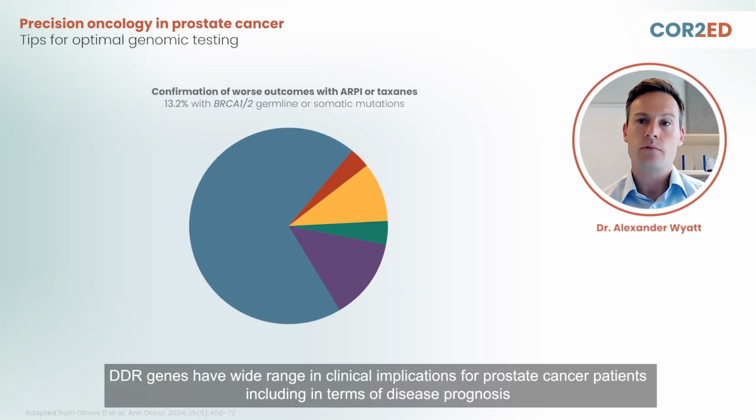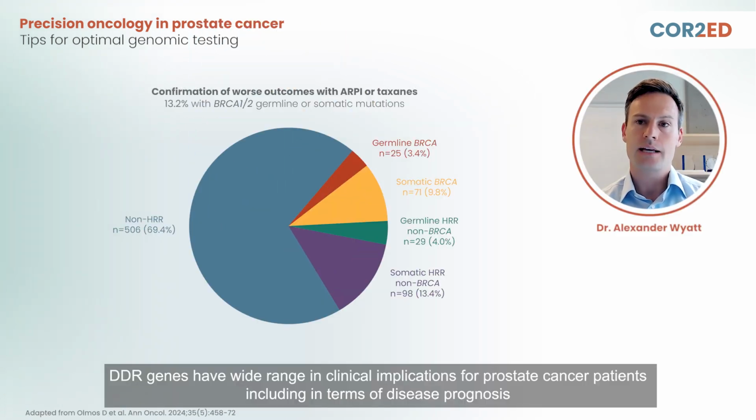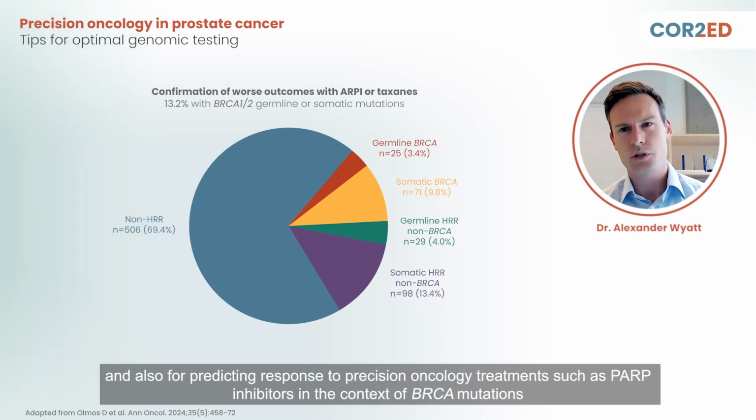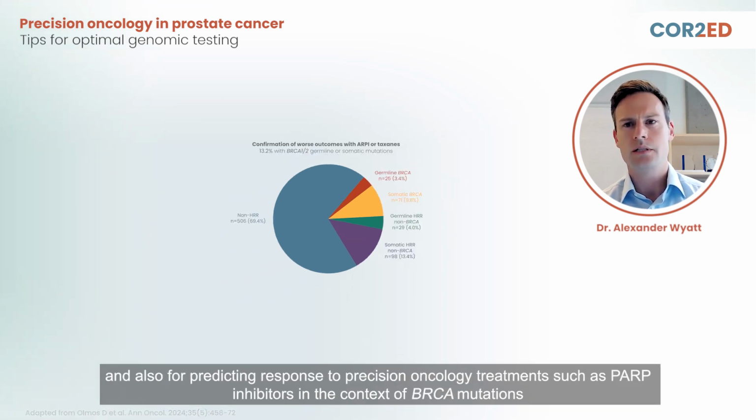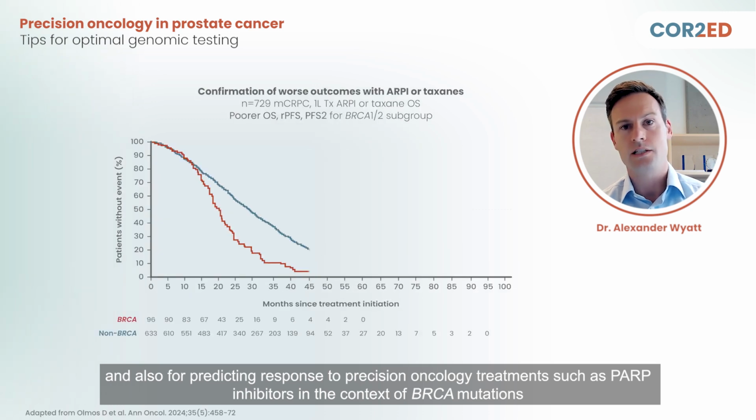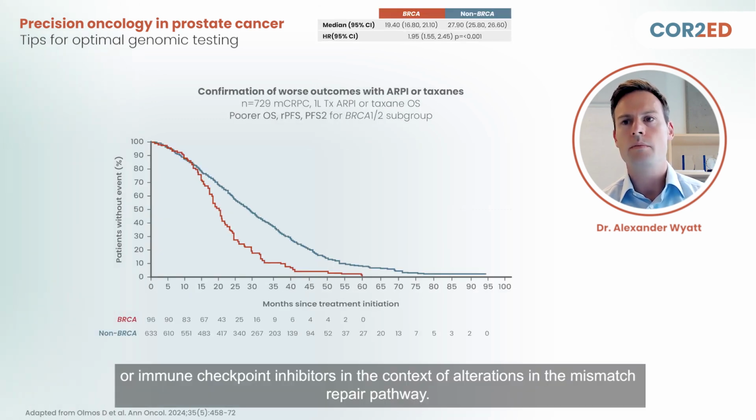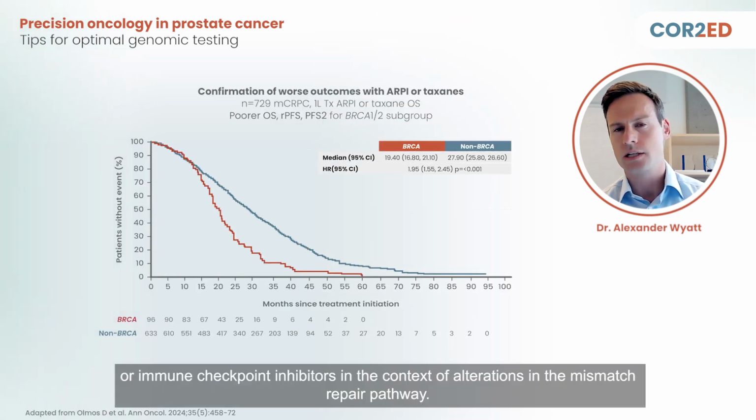DDR genes have wide-ranging clinical implications for prostate cancer patients, including in terms of disease prognosis and also for predicting response to precision oncology treatments, such as PARP inhibitors in the context of BRCA mutations, or immune checkpoint inhibitors in the context of alterations in the mismatch repair pathway.